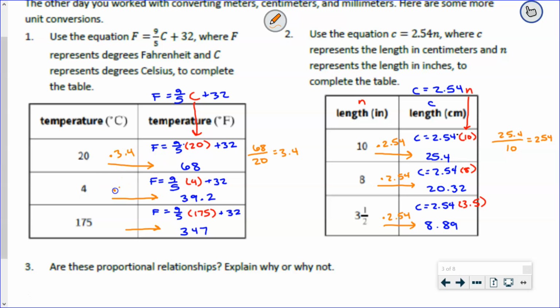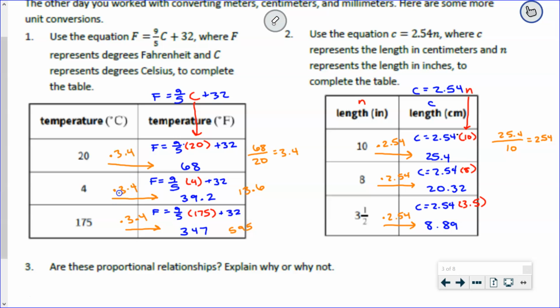4 times 3.4 should give us, what was that number again? 13 something. 13.6. Is 13.6 the same as 39.2? No, obviously very different, which is what Carter was trying to explain to us as well. And what about here? Can I take that 175 and multiply it by 3.4? What does it give us? 595? So did multiplying by 3.4 work every time?